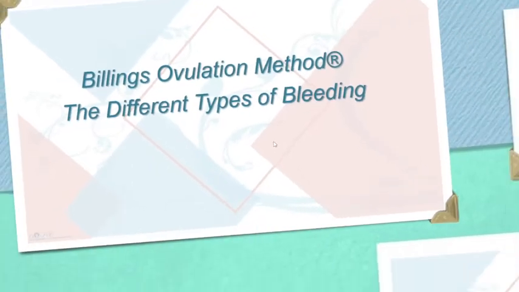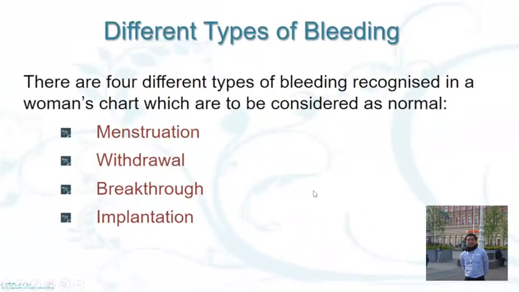So let's begin. There are 4 types of bleeding recognized in a woman's chart which are to be considered as normal. Meaning, number 1, we have the menstruation, the withdrawal bleed, the breakthrough bleed, and the implantation bleed. So all women of all walks in life would experience the following: menstruation, withdrawal bleed, breakthrough bleed, and the implantation bleeding.